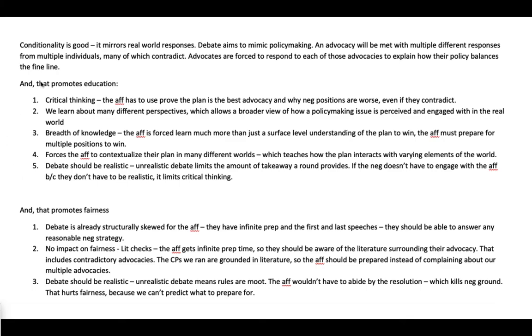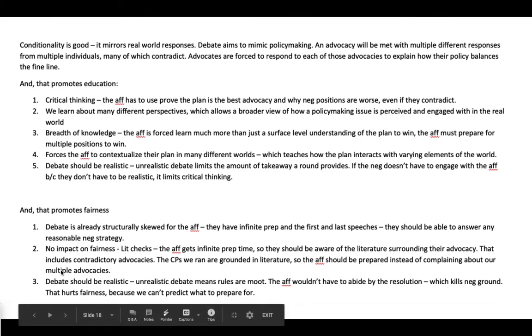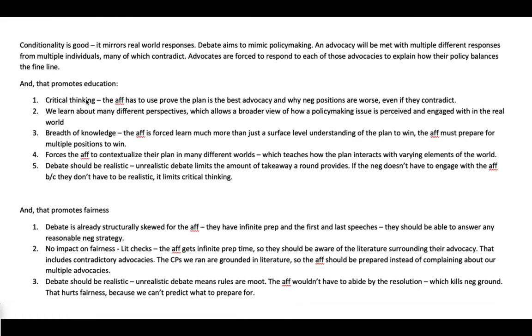The way I've structured this is into the 2 impacts. So first I looked at education and talked about some standards there. Then I looked at fairness and talked about some standards there. So you'll notice each of these is structured in a specific way. I start by naming my standard, critical thinking. That's the name of my standard. Then I explain how this standard relates to my impact.